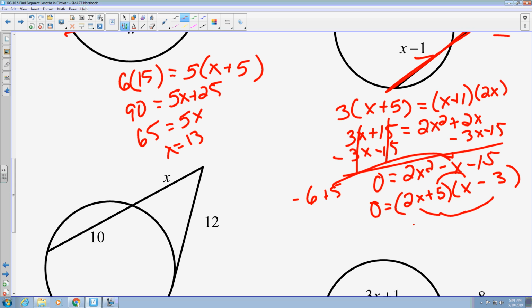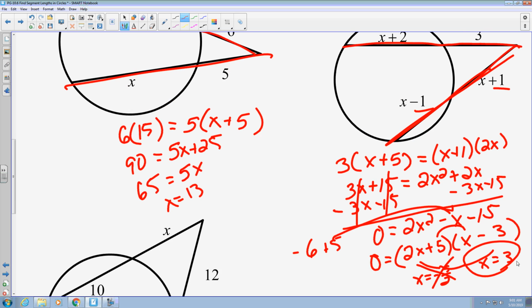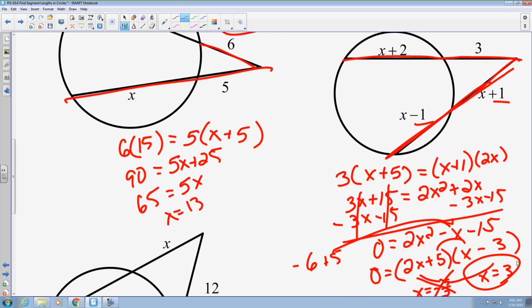Zero product property tells me that x would equal -5/2 here. This one, x would equal +3. Because it's negative, we omit that because we're dealing with measurement. So x would be 3 in this case.